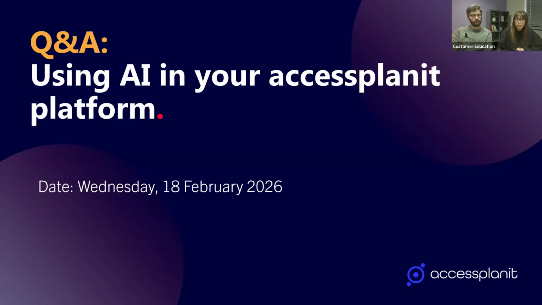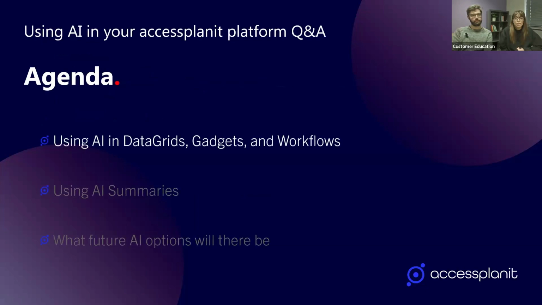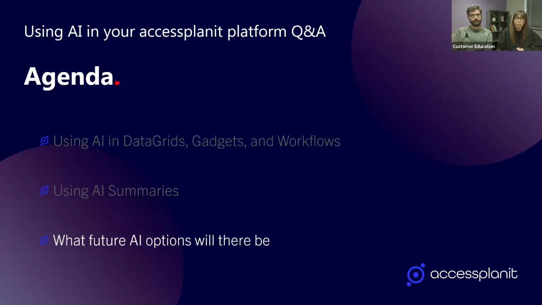Absolutely. So today's Q&A is going to be a little different because we've categorized the questions into 3 types. We'll start with the new AI features available in DataGrids, gadgets and workflows. Then we'll look at the AI summaries available throughout the platform. And then finally, we're going to share with you what we can about the future of the AI in your platform. Remember, the Q&A is open throughout the session, so please log in any questions as you think of them.